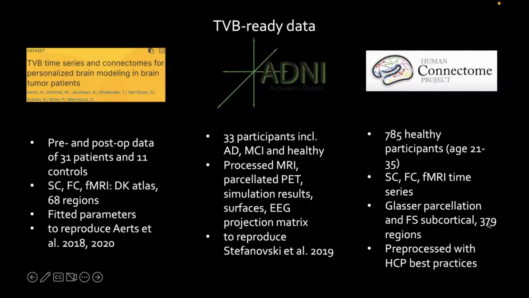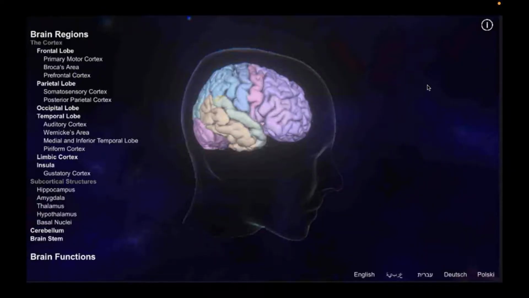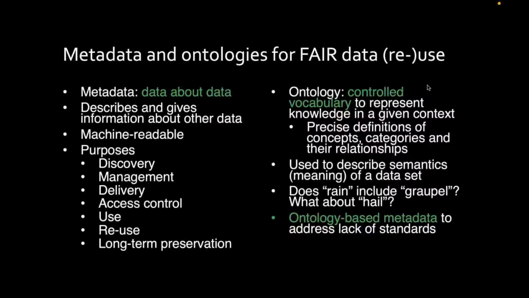Then we have the ADNI data, which is 33 participants that suffer from Alzheimer's or mild cognitive impairments or healthy controls. Here we have also the processed MRI, parcellated PET data, simulation results, surfaces, EEG projection matrices to reproduce Stefanovski et al.